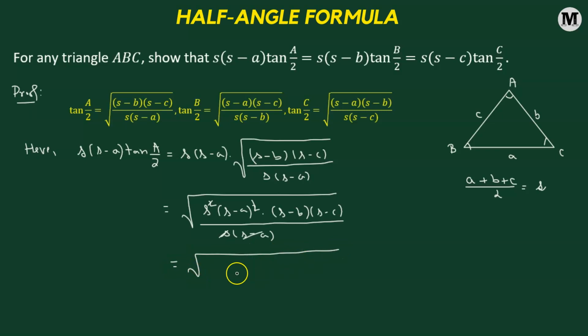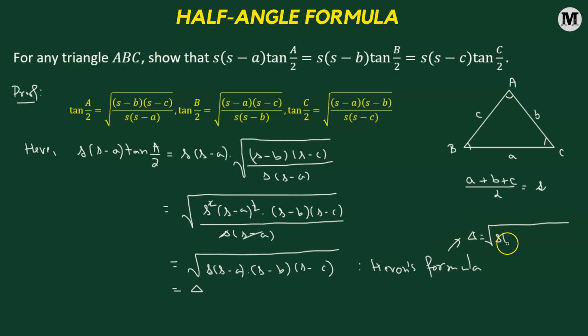That's going to leave us with the square root of s(s − a)(s − b)(s − c). However, this expression is also referred to as Heron's formula, and with the help of Heron's formula we can find the area of a triangle. That means this can also be replaced with delta, where delta, according to Heron's formula, is given by the square root of s(s − a)(s − b)(s − c).